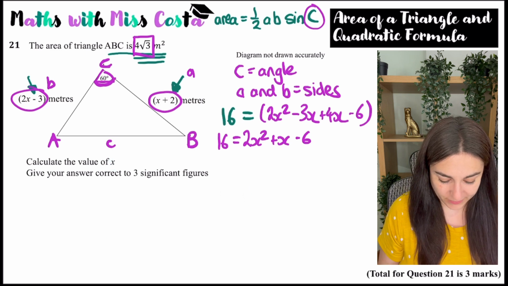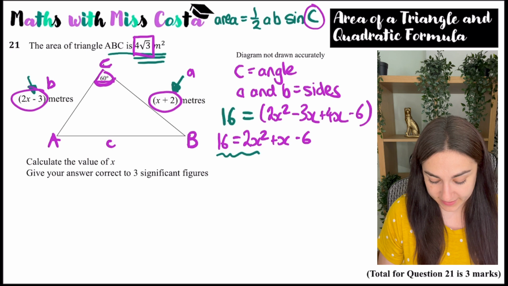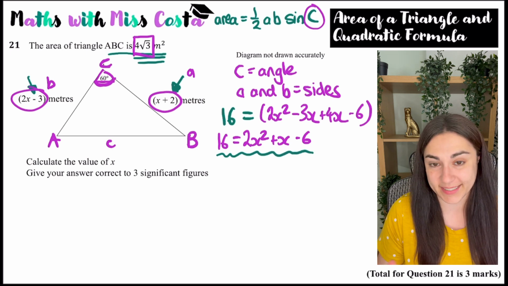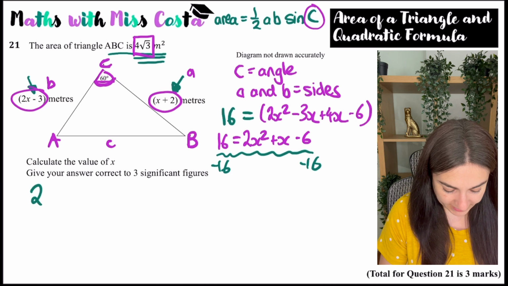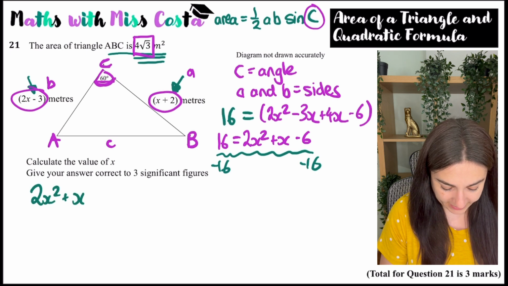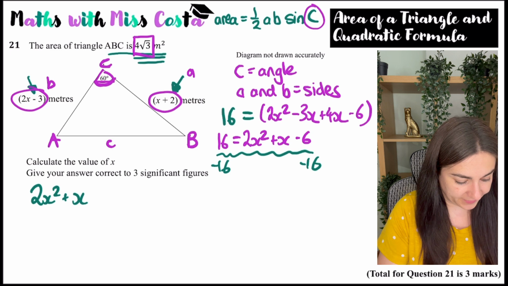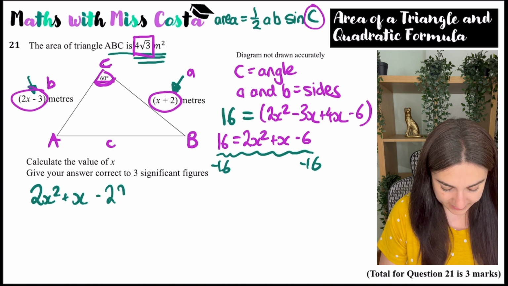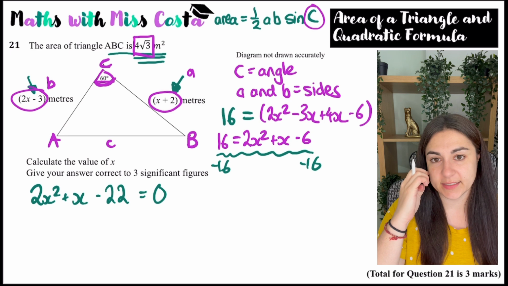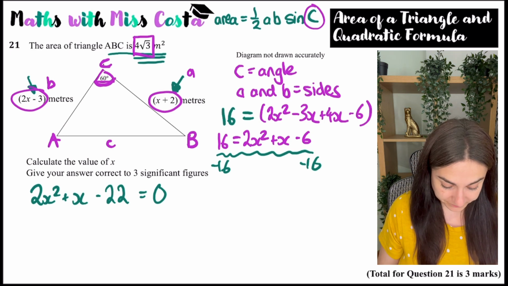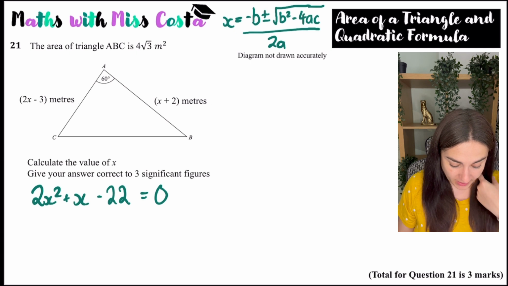And what do you do in order to solve a quadratic? In order to solve a quadratic, you need to rearrange it so it's equal to 0. So we're going to subtract 16 from both sides. So I'd be left with 2x squared plus x, and then minus 6 minus 16 leaves me with minus 22 equals 0. And you could use the quadratic formula. So I'm just going to go ahead and use the quadratic formula.